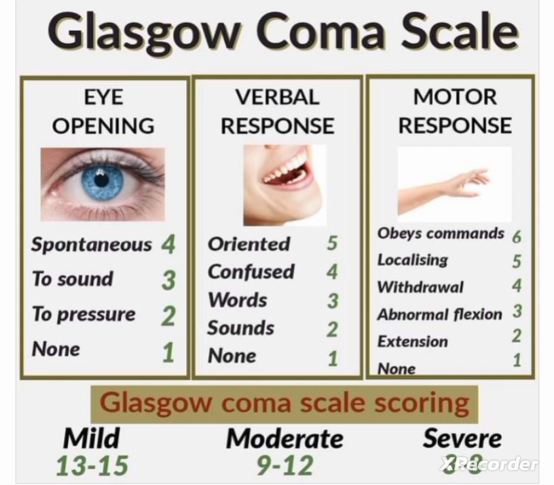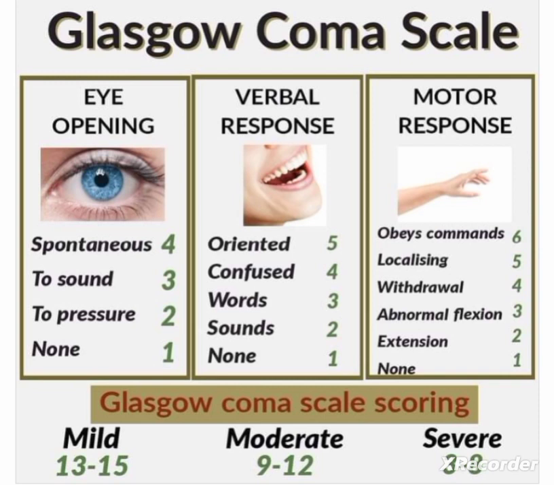So for the verbal response, the total score is 5: oriented 5, confused 4, words 3, sounds 2, and if there is no response, the score is 1. Then the next one is motor response.